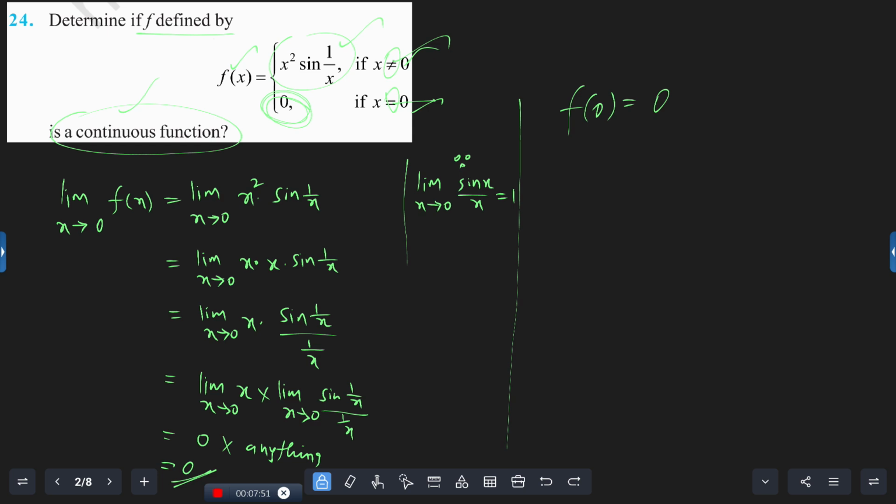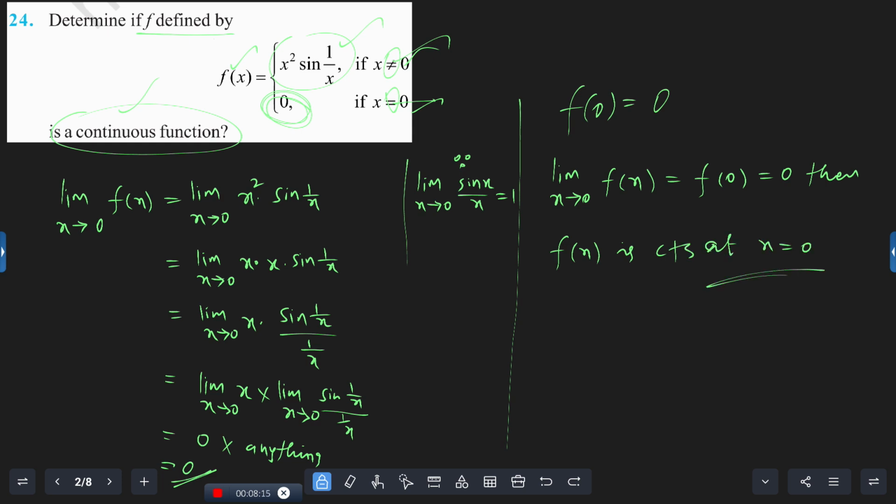Continuous. Check the answer for this. Limit x tends to 0, f of x, which is equal to f of 0, is equal to 0. Then f of x is continuous at x equal to 0. Okay, it will be continuous, we are getting. You must be very careful. You must be very careful here. Okay, right. Next.